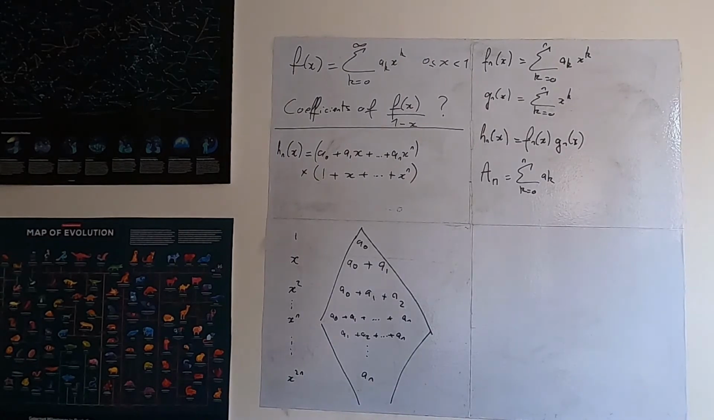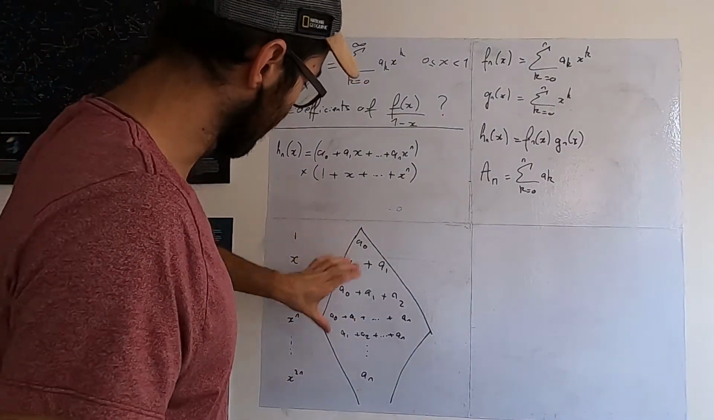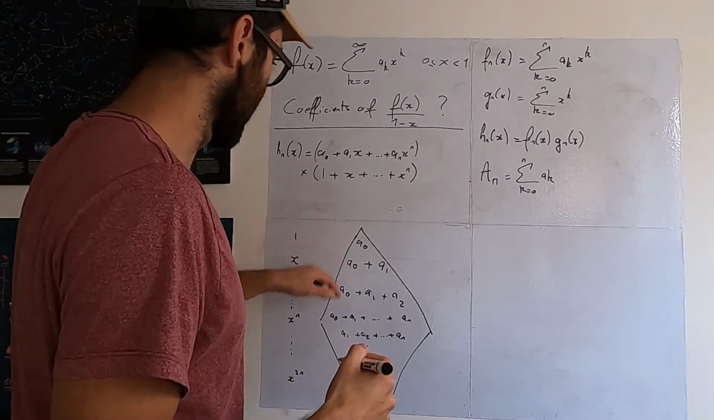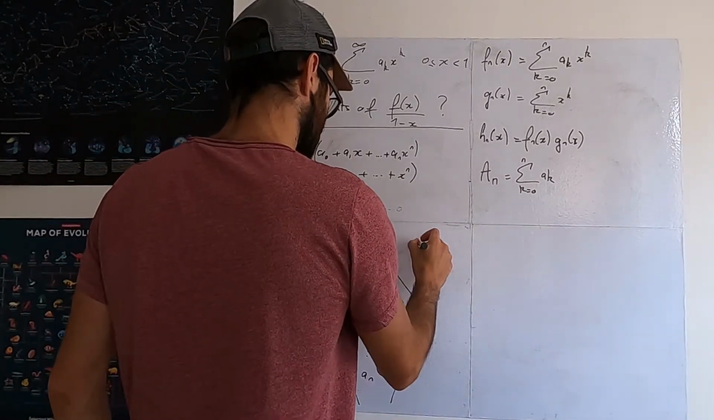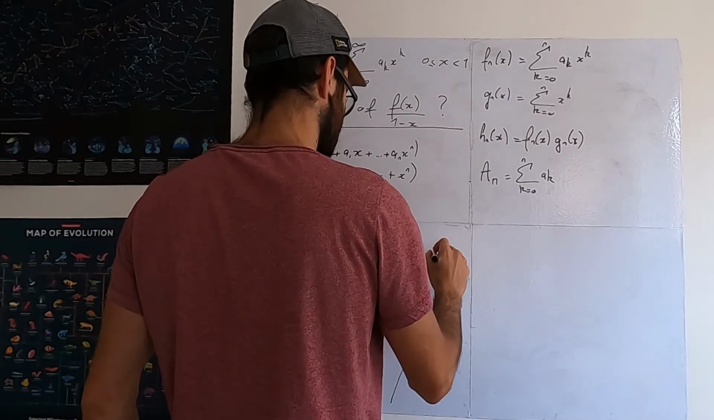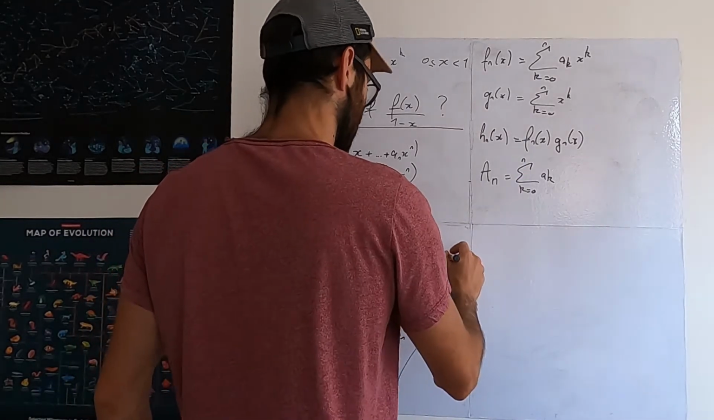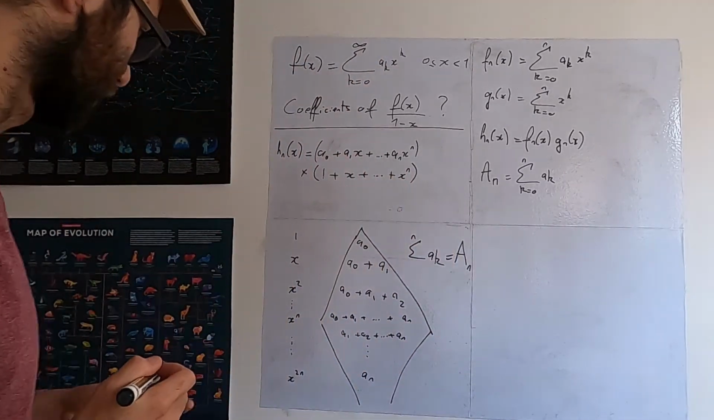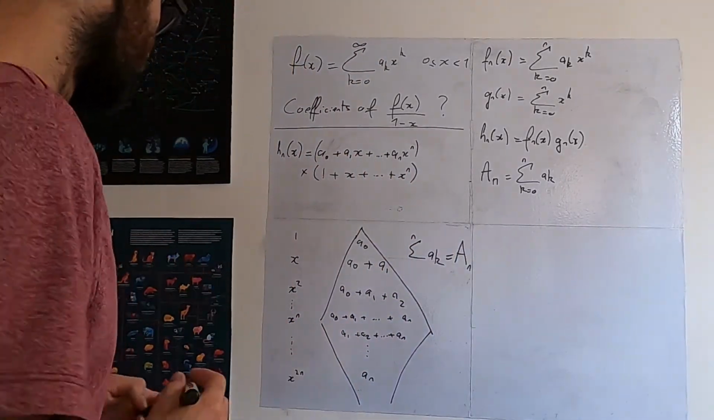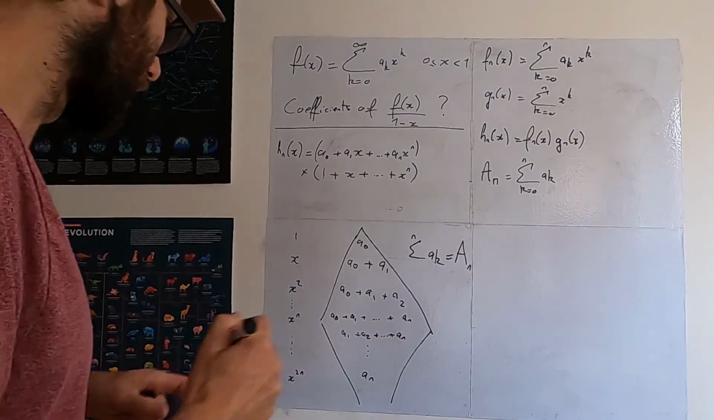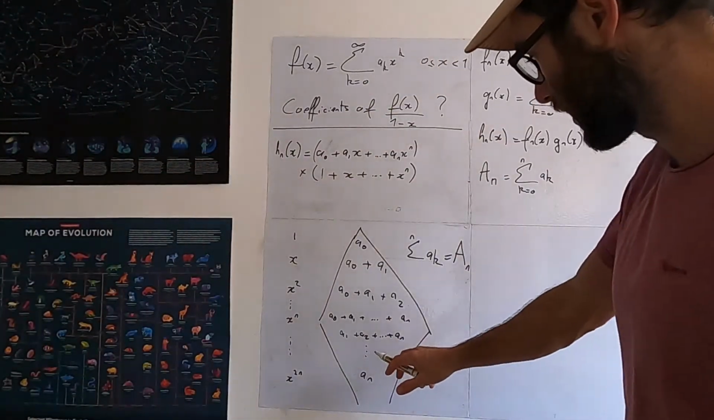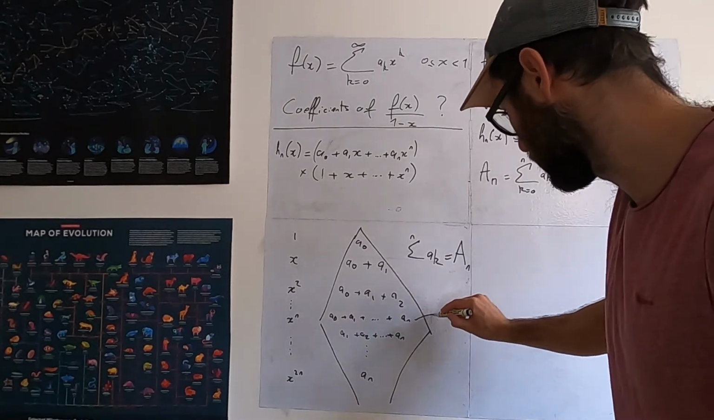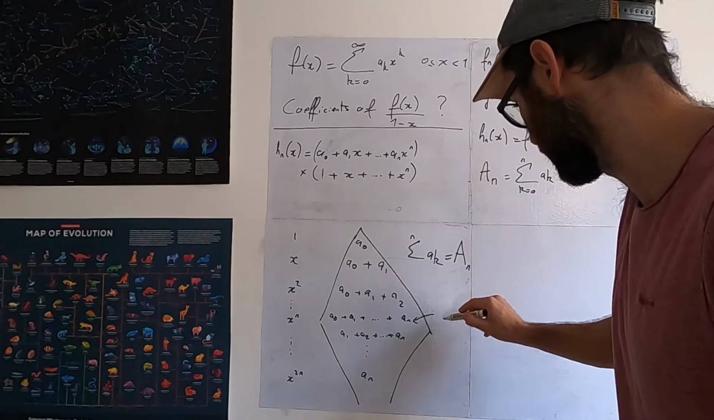Now, how can we express this? This part is easy to express algebraically. It's just the sum of the ak, which we've defined as A n. Now what about this part? This part, you can think of as the total sum here. So let's call this, well, this is essentially A n.